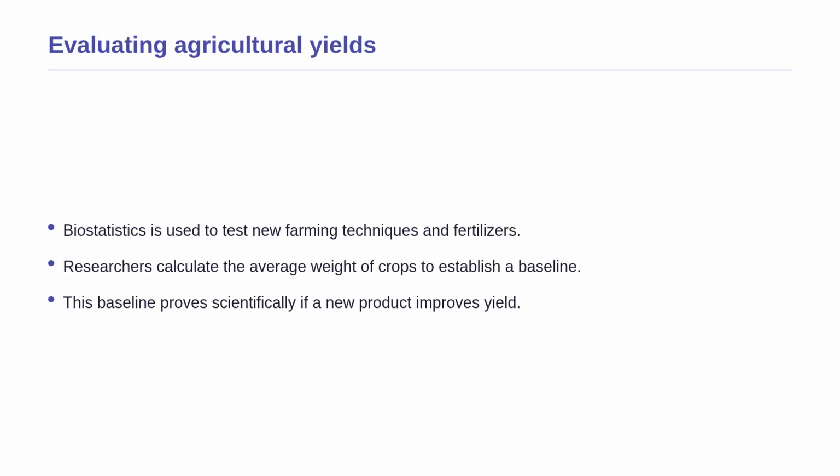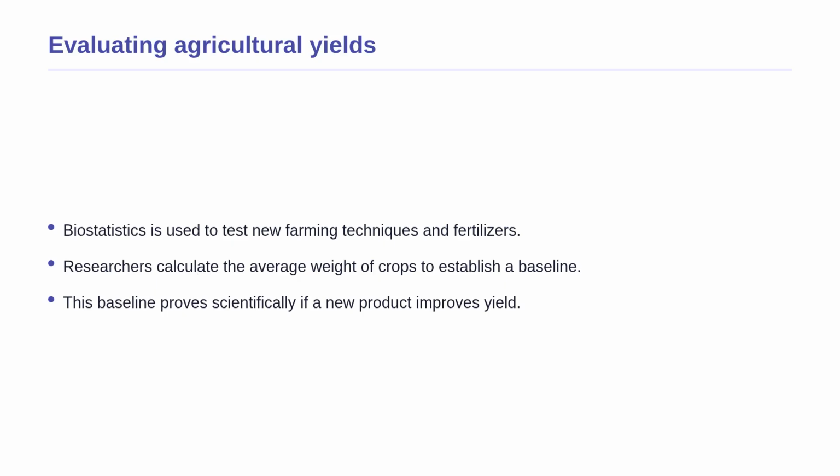Having seen how biostatistics tracks diseases, let us shift our focus to another major application: agriculture. Biostatistics is heavily applied in agriculture to evaluate the effectiveness of new farming techniques. Imagine a botanist is testing a new organic fertilizer on a specific species of tomato plant. They need to know if the fertilizer actually worked.